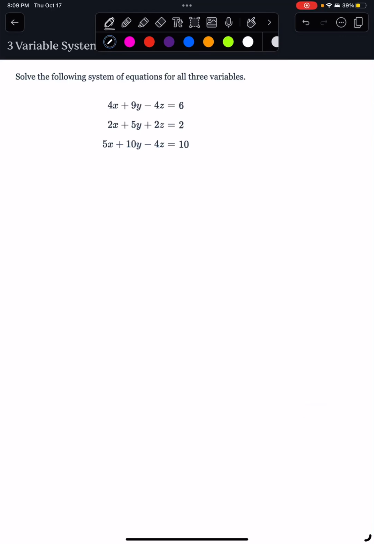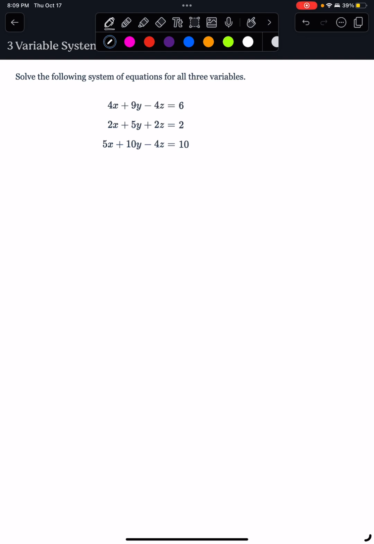Solve the following system of equations for all three variables. So in this situation, we can see that neither my x's, y's, or z's are all aligned with opposite coefficients of the same number to eliminate. So the one that looks like it might be the easiest variable to manipulate is z. If we see here, the first equation has a negative 4z, and the last one has a negative 4z.